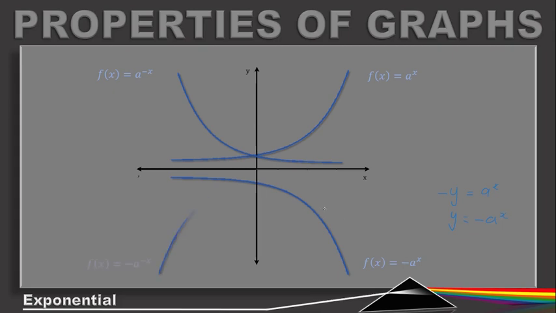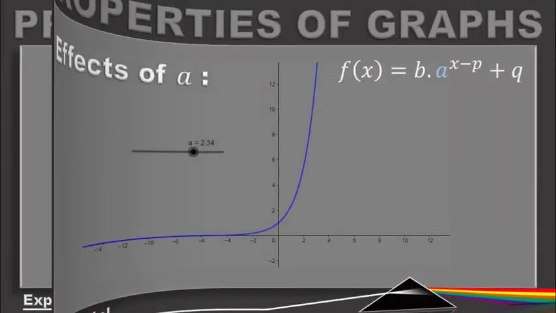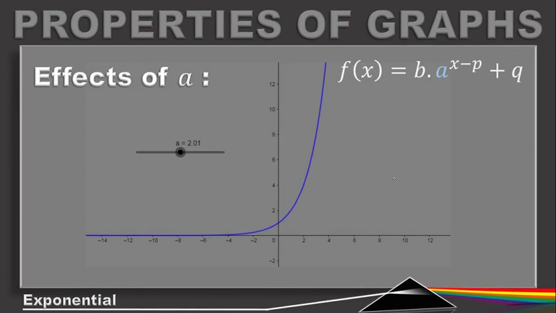Finally, reflecting it both in the x and y-axis, both these negatives will be before the first term, and the x will be a negative x. And then for the a value, this is the effect that the a value has. The higher the a value goes, the steeper the exponential graph goes.